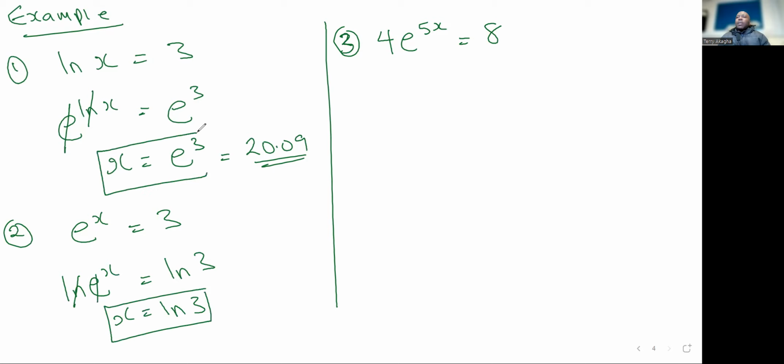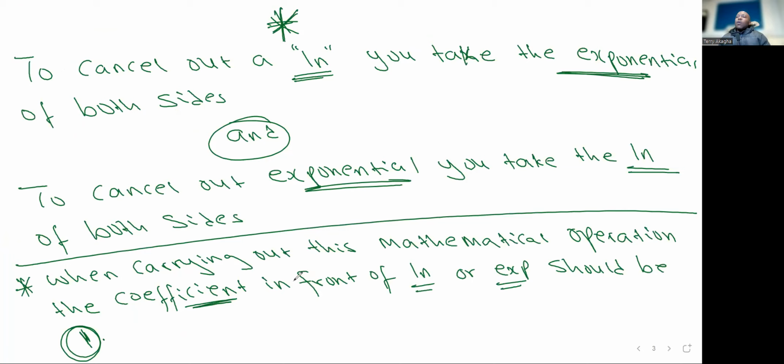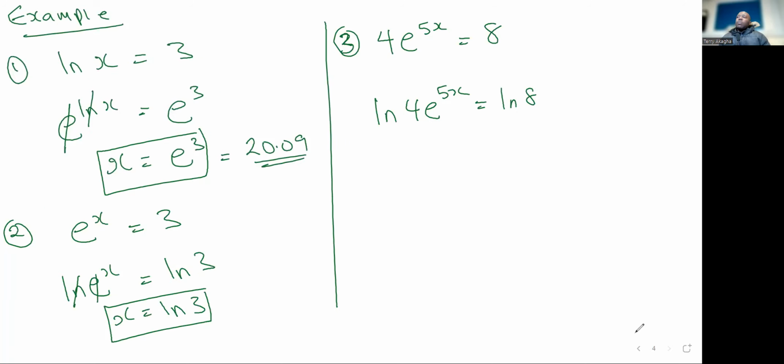All right. Now, in this case, you can't just say you take the ln of both sides, because you have 4 exponential 5x is equal to 8, so ln 4 exponential 5x is equal to ln 8. This is wrong. Because I told you before, the coefficient in front of ln or exponent should be what? 1. So because we need the coefficient to be 1, in order to make it 1, we can divide both sides by 4.